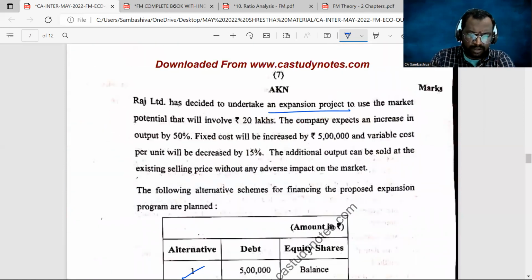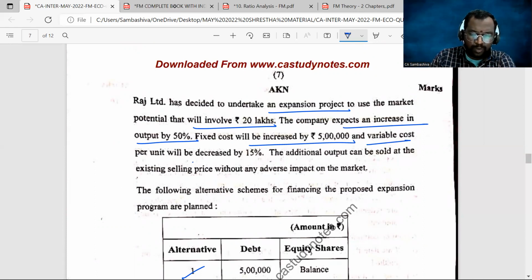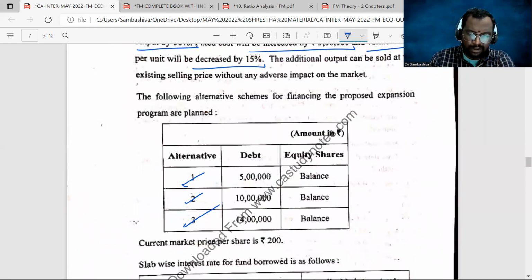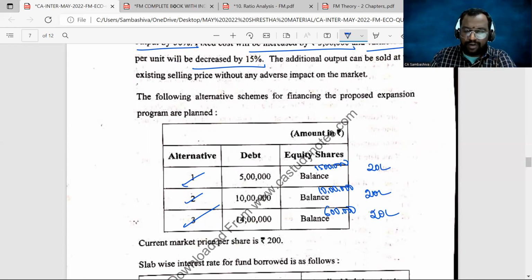The expansion project will involve 20 lakhs. The company expects to increase the output by 50%. Fixed cost will increase by 5 lakhs. Variable cost per unit decreased by 15%. Okay, now the financing alternatives. You need 20 lakhs. Financing alternative one, debt 5 lakhs, balance 15 lakhs through equity shares. Alternative two, debt 10 lakhs and equity shares 10 lakhs. Alternative three, debt 14 lakhs and equity shares 6 lakhs. Total put together is 20 lakhs in each financing alternative. So in financing alternative one, through debt you are raising 5 lakhs. The balance 15 lakhs you have to raise by issuing equity shares.